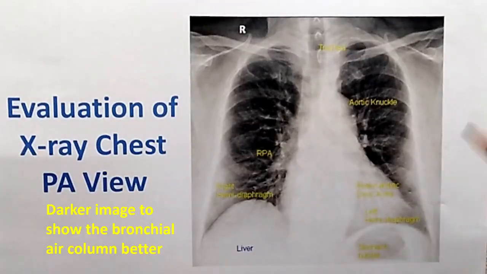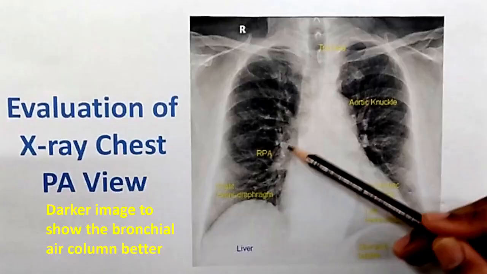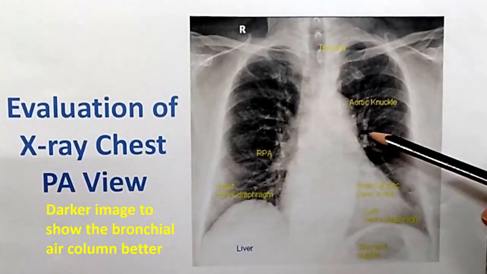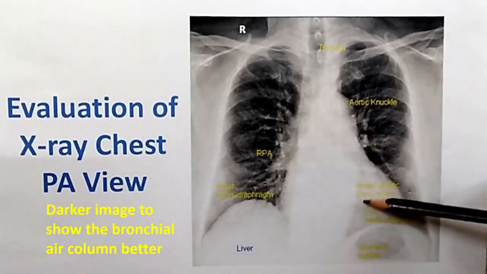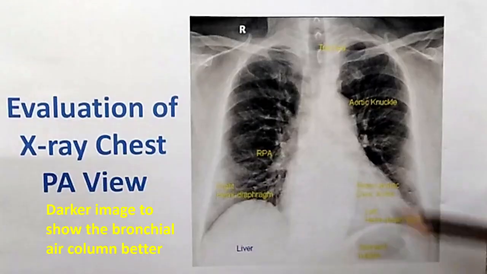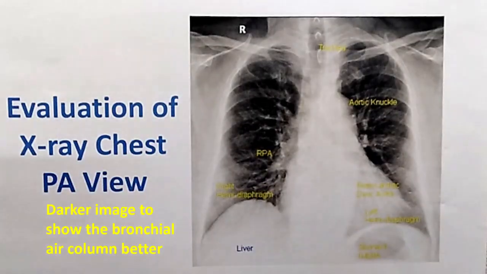In vascularity, you can easily see main pulmonary artery if it is dilated. Right pulmonary artery is seen here. Left pulmonary artery usually goes behind the cardiac shadow, so it may not be visible. If it is grossly enlarged, then it could be visible.